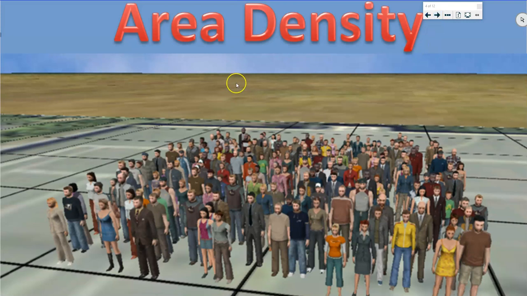So first, area density. When we talk about this, we're talking about how many people can fit in a specific area. This is a great example here. Notice we have a square area there, a square area here, a square area back there, and a square area back there. Based on these 4 square areas, how many people can fit in that area? That's what area density is all about.